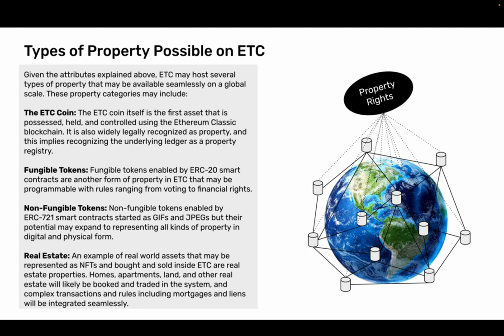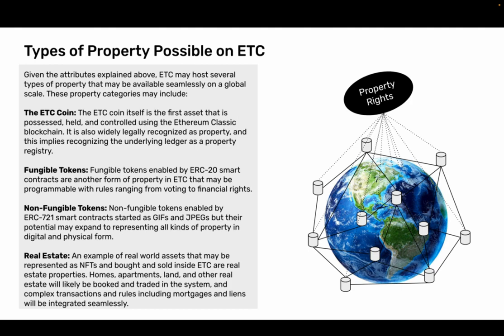Fungible tokens. Fungible tokens enabled by ERC20 smart contracts are another form of property in ETC that may be programmable with rules ranging from voting to financial rights. Non-fungible tokens. Non-fungible tokens enabled by ERC721 smart contracts started as GIFs and JPEGs, but their potential may expand to representing all kinds of property in digital and physical form.